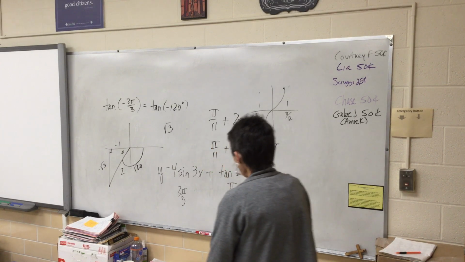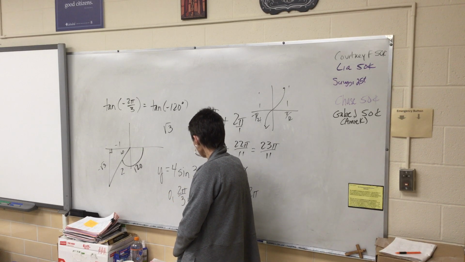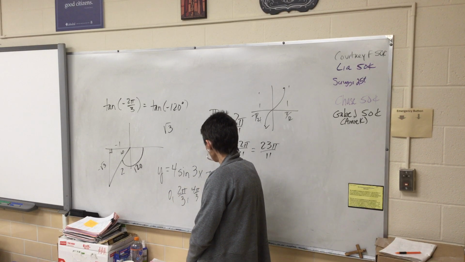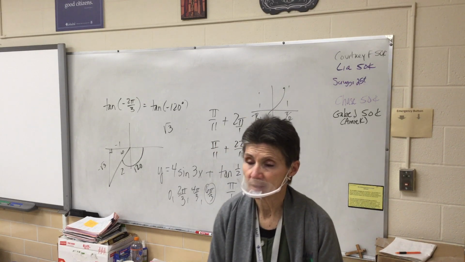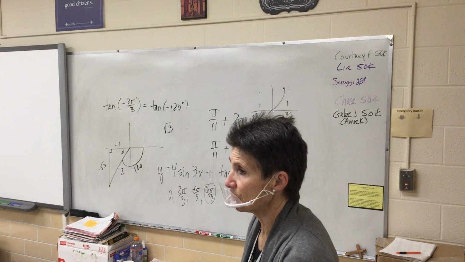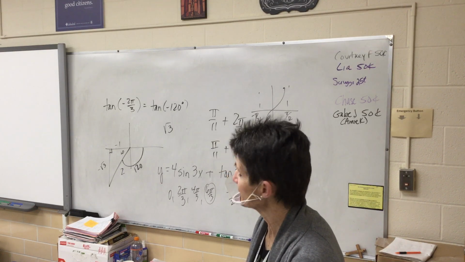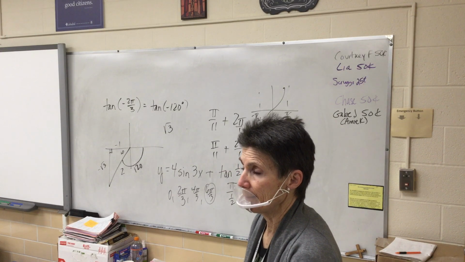So they overlap. This one's 0, 2 pi, 4 pi over 3, 6 pi over 3, which is 2 pi. So the period is 2 pi. Remember, sine and cosine have a standard period of 2 pi, but the tangent is different. Tangent and cotangent are pi.